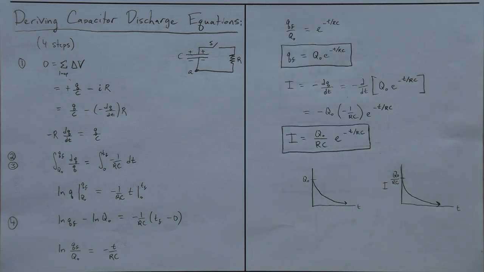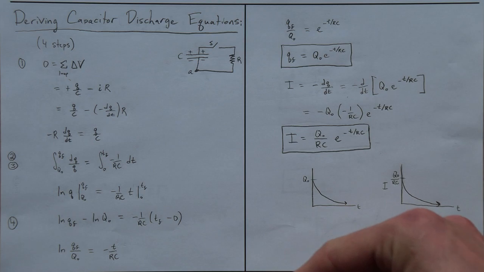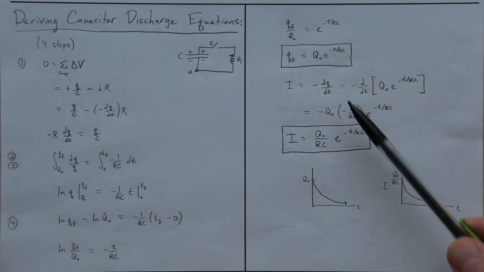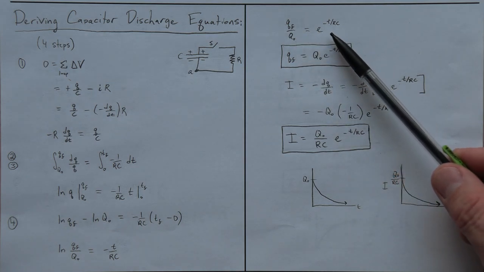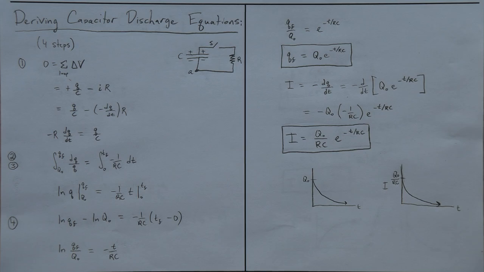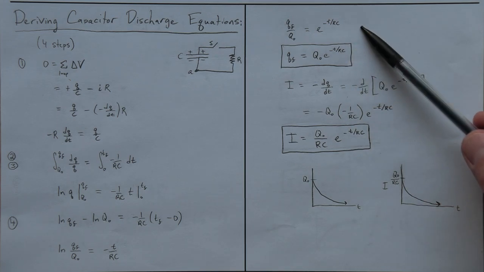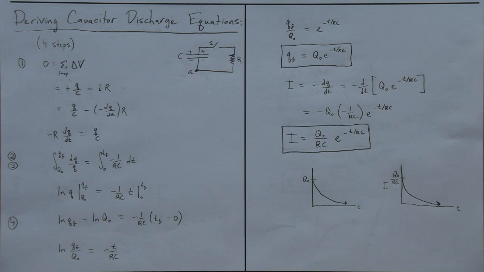Moving on, we can get rid of the log by putting both sides of the equation into the exponential function. So the log goes away, and we're just left with Q final over Q0, and then this is inside the exponential, e to the minus t over RC. Move the Q0 to the other side, and there you are. You get the final charge decaying with a negative exponential decay.